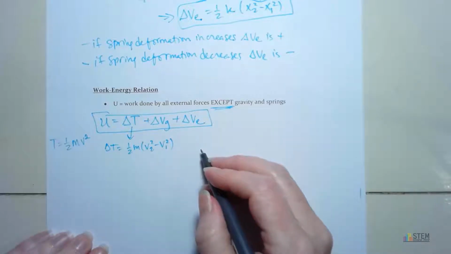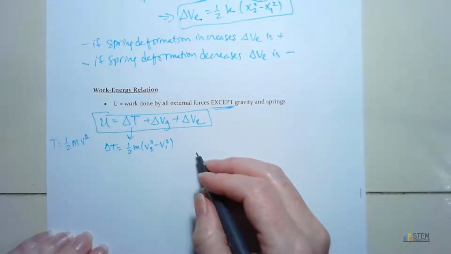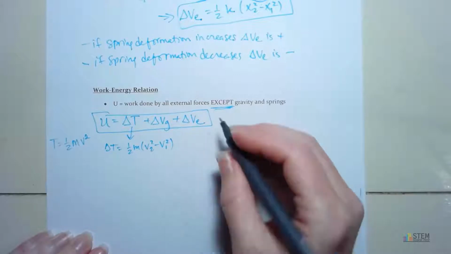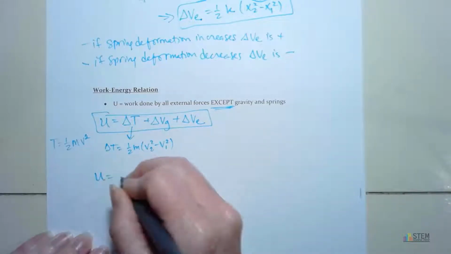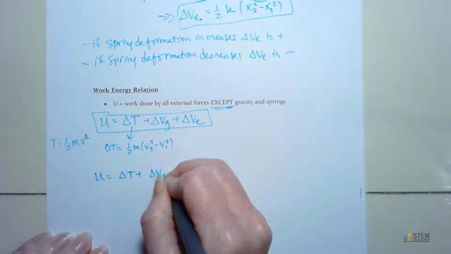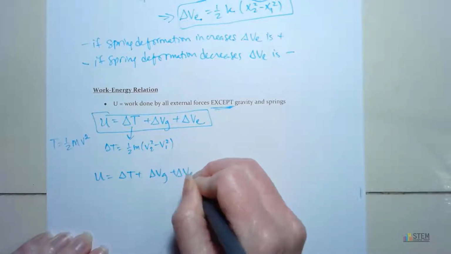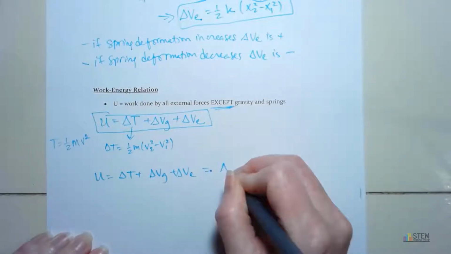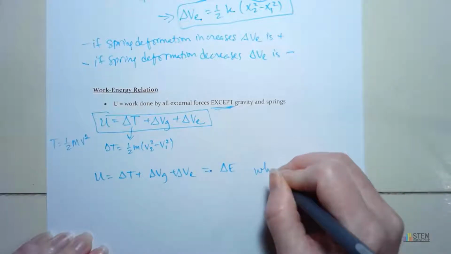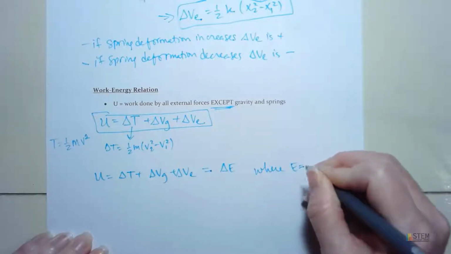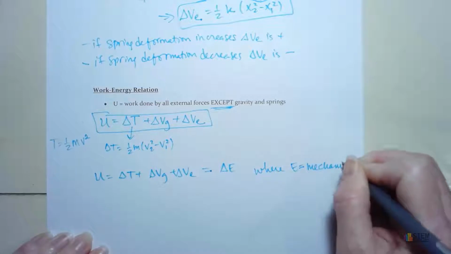So there we go, and let's see, what else? We could also say one more thing before I forget. We can write that this equation is also equal to delta E, where that capital E equals the mechanical energy.